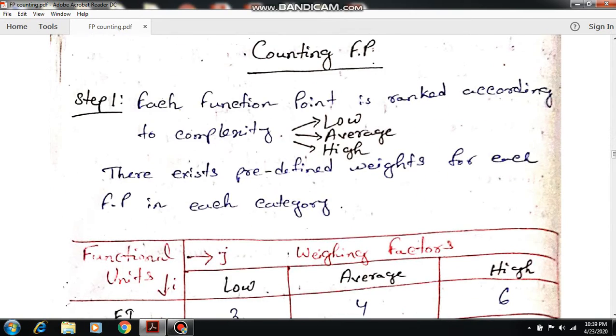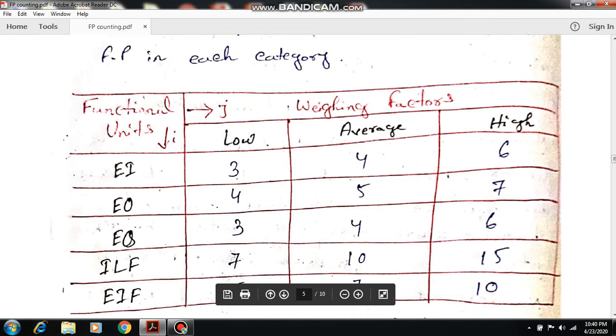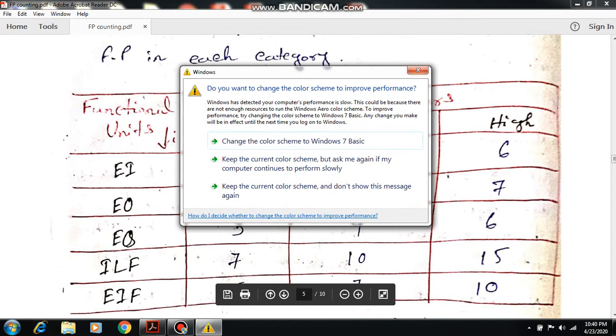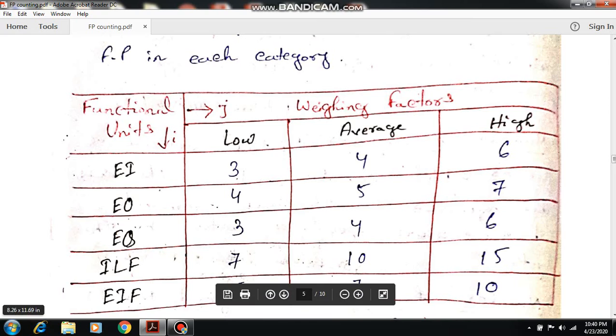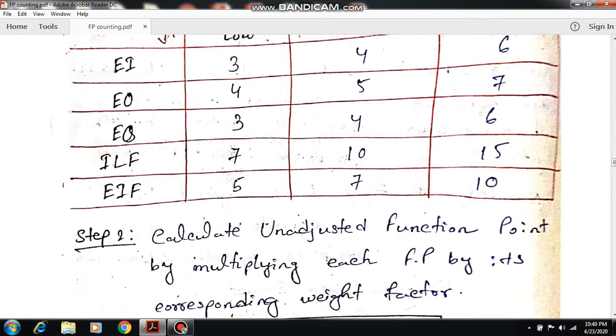Now, before going to the next step, let's look at how we count these 5 parameters. For counting FP, the first step is that each function point is ranked as low, average, or high. Based on this rank, some values are there. This is a weighting value. This is the function units, and this is the ranking. Based on the ranking, every parameter has a different value. You have to remember this table when we do sums based on the function point metric.